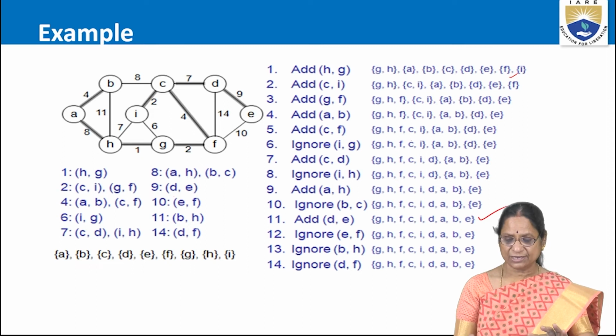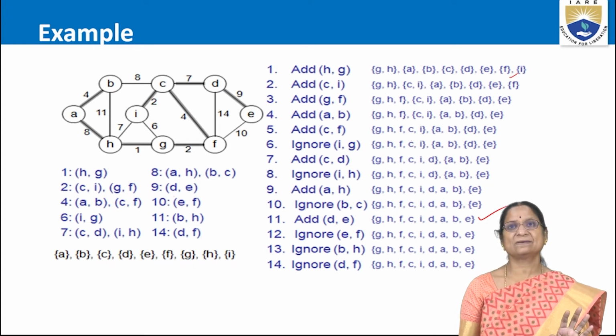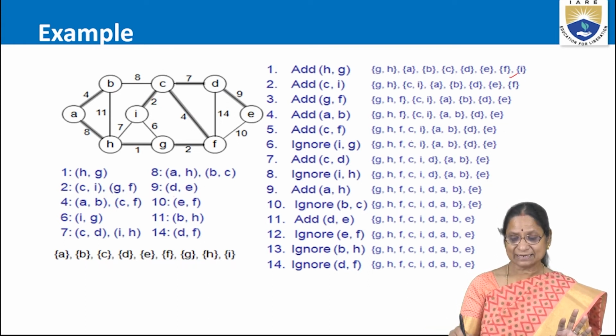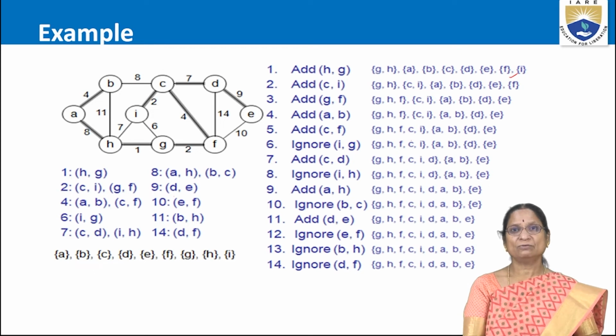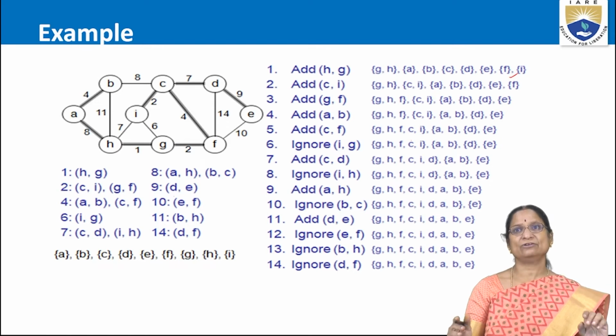Please observe, EF belongs to the same set, cannot be added. BH belongs to the same set, cannot be added. DF belongs to the same set, cannot be added. A single set available, no? So whichever edges we are going to consider, those belong to the same set, so we are ignoring.